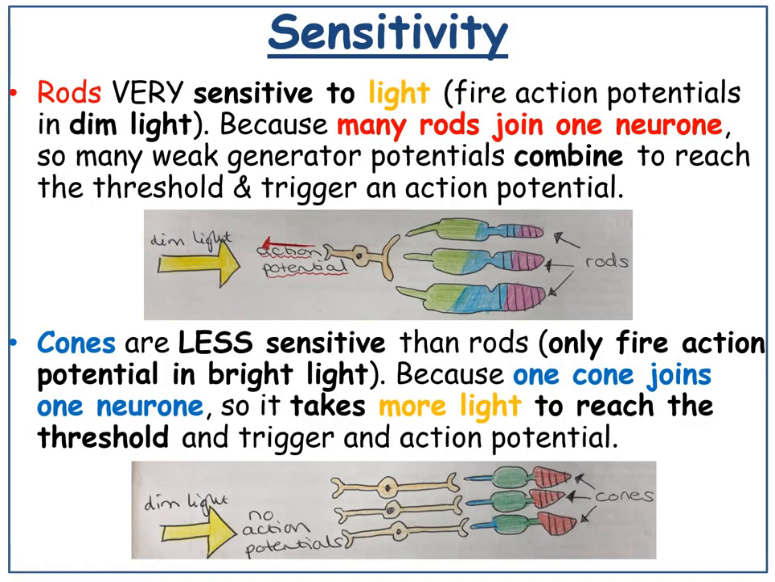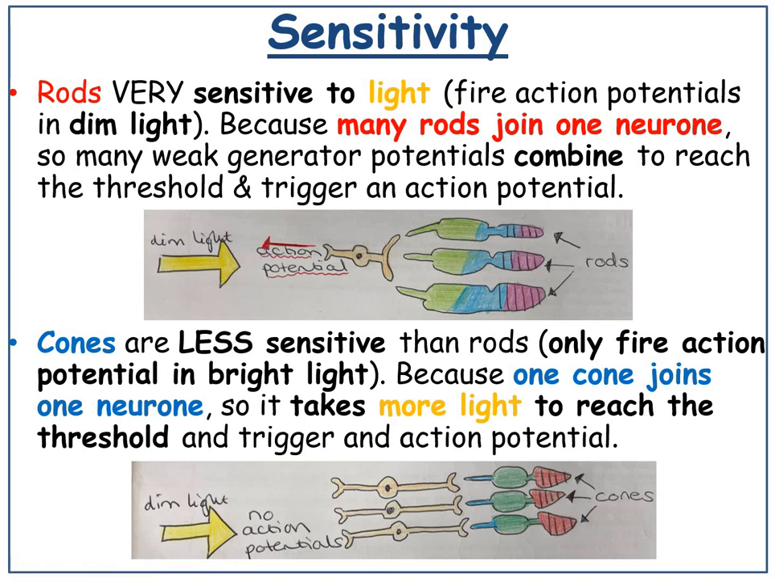Now, in terms of the sensitivity, rods are very sensitive to light. They will fire action potentials even in dim light. And this is because many rods join one neuron. So that means that many weak generator potentials can combine to reach the threshold and trigger an action potential in the bipolar neuron, which will then be passed to the optic nerve.